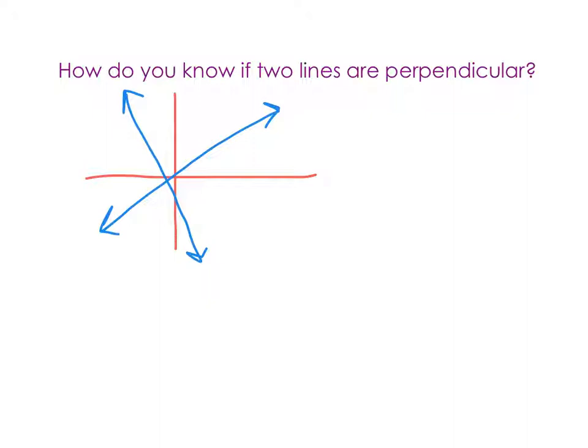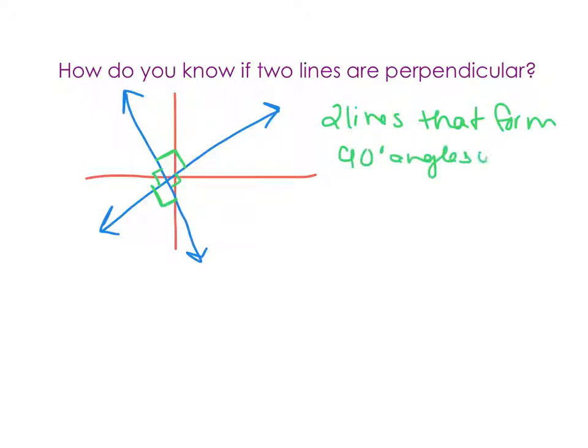With perpendicular lines, these are two lines that intersect and form 90-degree angles, or right angles, when they intersect. So they will intersect. They're not like parallel lines where they don't intersect. They do. And when they do intersect, they form 90-degree angles. So this is a very special type of intersection.